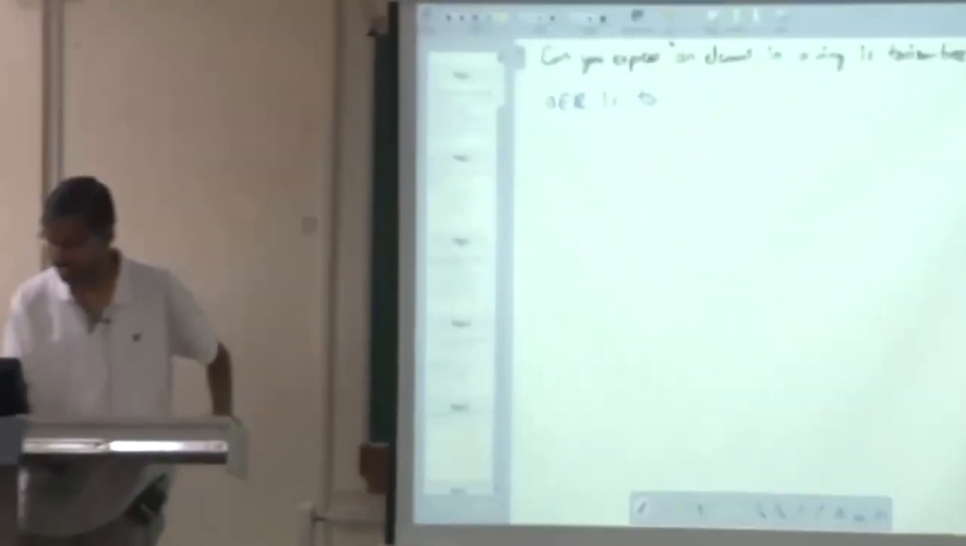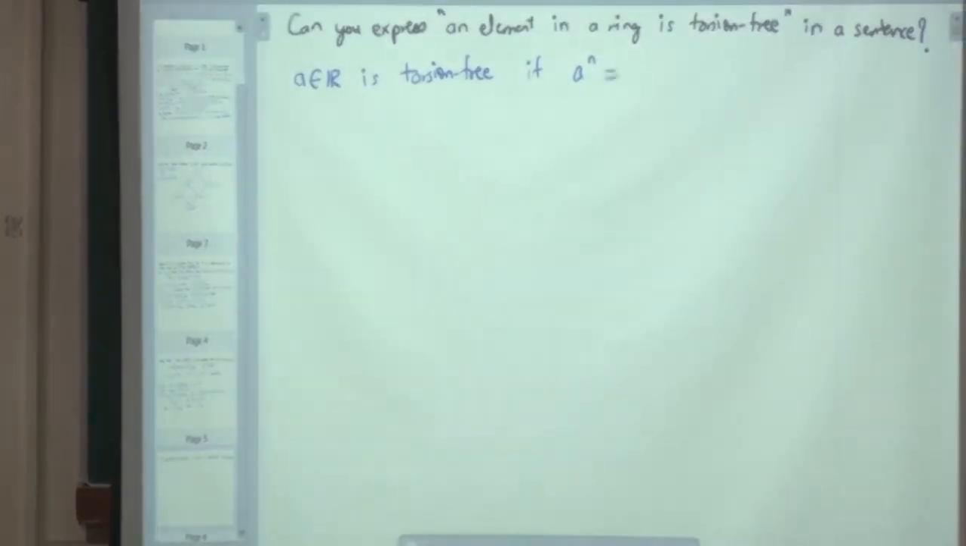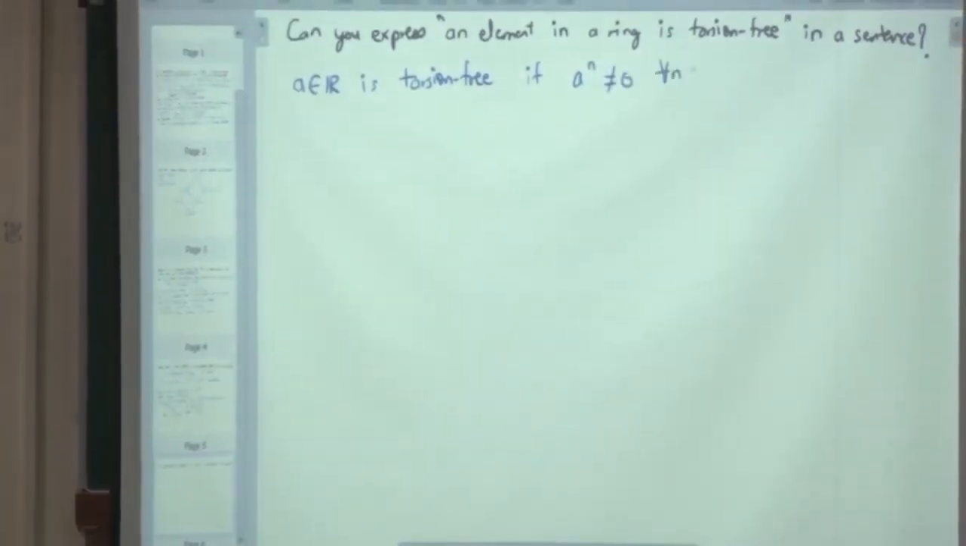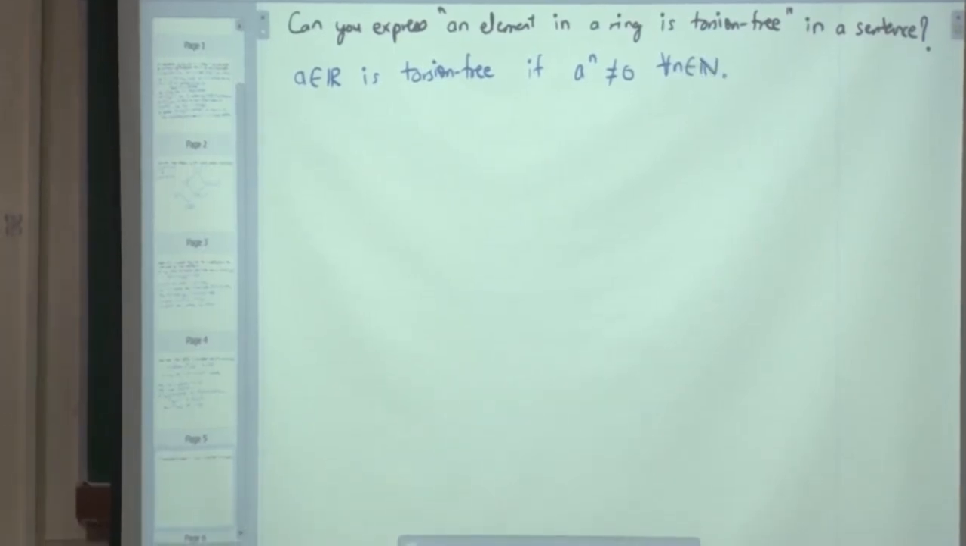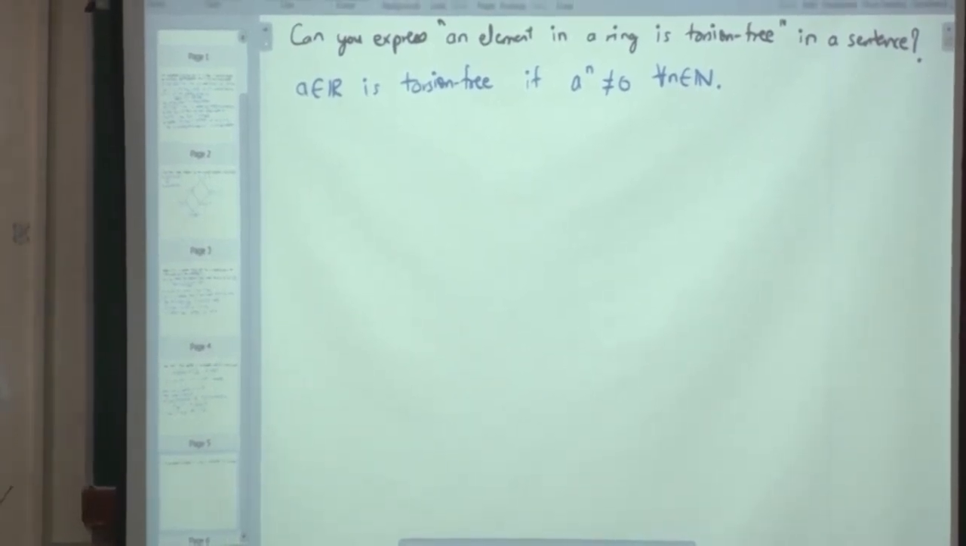Okay, so let's try another exercise: an element of a ring is torsion free. So just real numbers. We do not want to talk about an arbitrary element because you probably don't know rings. So an element of the real numbers is torsion free. Let me quickly give you the definition. So a in R is torsion free if a to the power n is not equal to 0 for all n in natural numbers. So no power of it can be equal to 0.